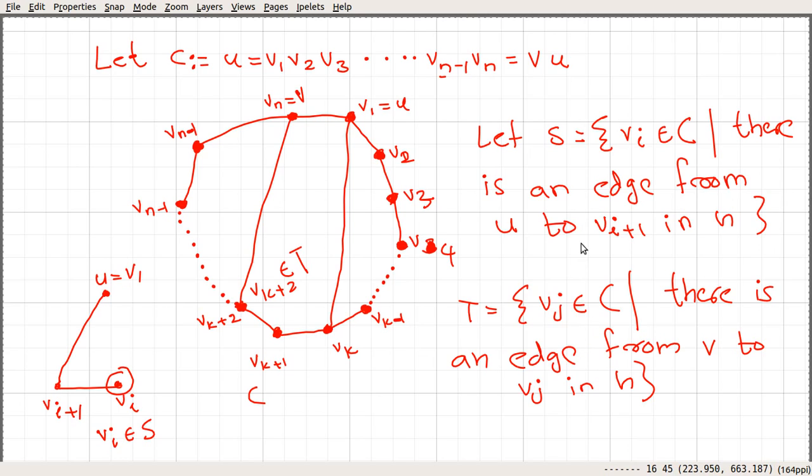These two sets are built in this way. S is going to contain all the vertices belonging to this cycle such that there is an edge from u to vi plus 1 in G, something like this. And T is going to contain all the vertices Vj belonging to C such that there is an edge from V to Vj in G. So here we can see one important thing. If you look into these two sets, we have some good property here. Let's see what that property is.